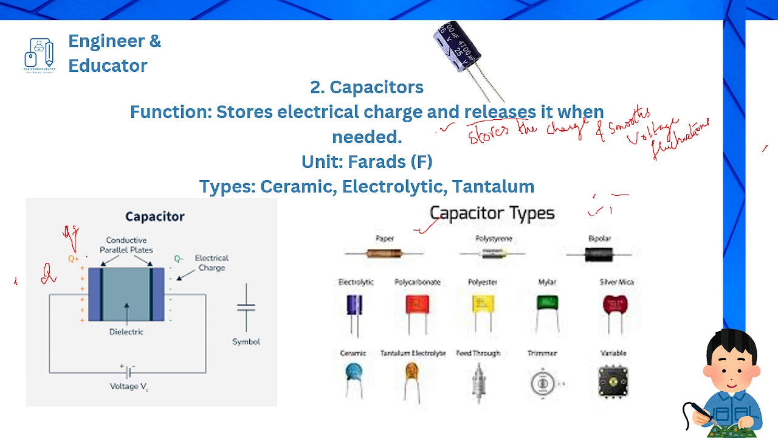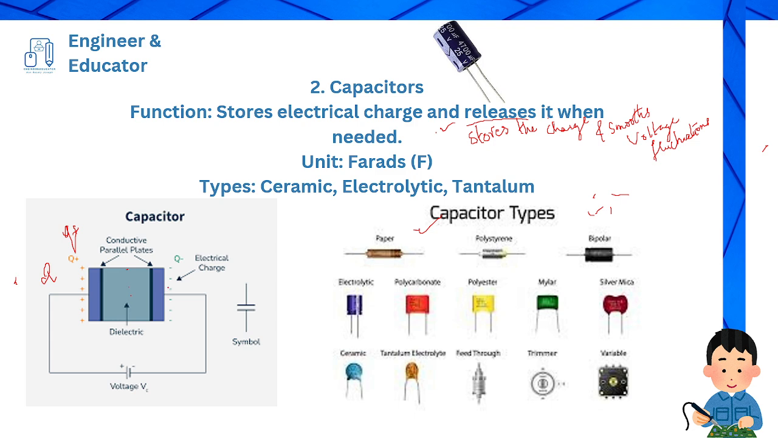So Q plus is one positively charged metal plate and Q minus is the negatively charged metal plate, and there is a dielectric. A dielectric means an insulating medium between these plates, and this capacitor is used to store and release charge when desired.